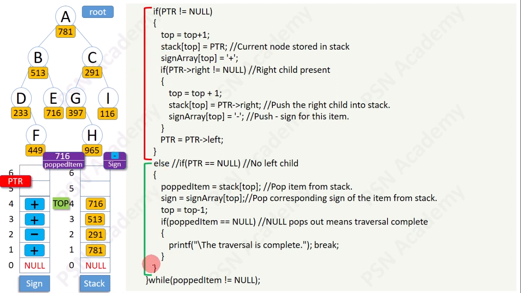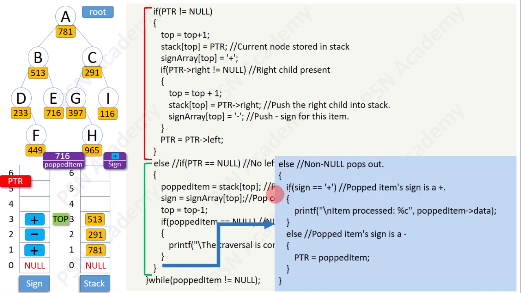So this green block will work and we go for popping. So 716 will be popped along with the plus sign here. Top goes down and popped item is not null. So we go for this else block. We check that the sign is plus. So we process it. So this time the E will be processed because 716 is there and your cycle is over. We find that popped item is not null, 716. So go for the do while loop and found that PTR is null.